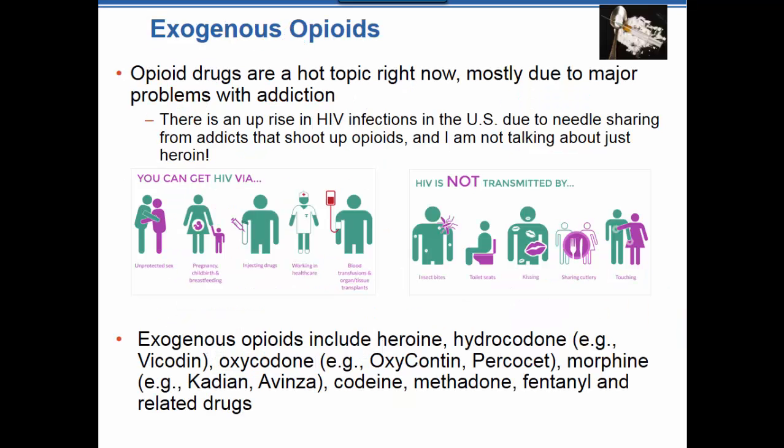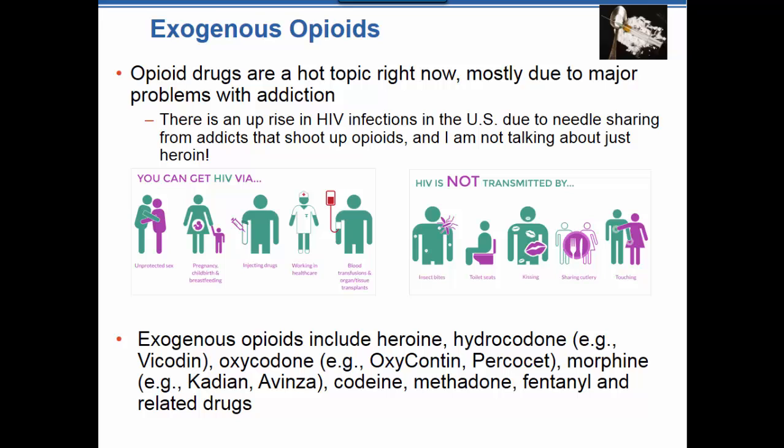And that kind of leads us to these exogenous opioids, which can be very addicting. They can be very, very beneficial to individuals who need them, though, too. So opioids are a very hot topic right now. One of the reasons being major problems with addiction, but also there's been a huge rise in HIV infections in the United States. And this is due to needle sharing from addicts that shoot opioids, right? And I'm not just talking about heroin here. There are many different opioids that addicts will inject, and that leads to the needle sharing.